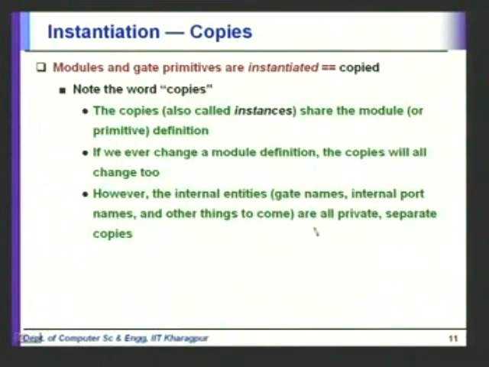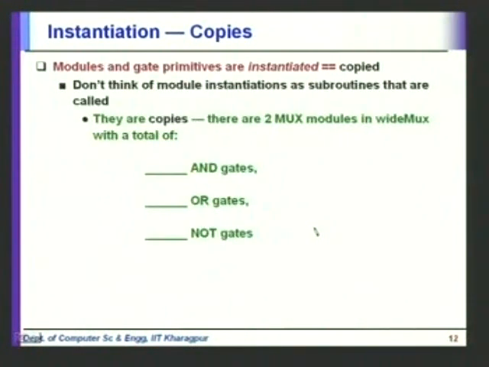However, the internal entities like the gate names, internal port names and other things to come are all private, separate copies. So in other words, if you think of this wide mux, then there are two mux modules in wide mux, and if you are asked to count the number of gates, then it is actually 4 gates. So that's the sum of the number of gates in mux 1 and mux 2. There are 2 OR gates, okay, one from mux 1, one from mux 2, and there are 2 NOT gates, again one from mux 1, one from mux 2. Okay.